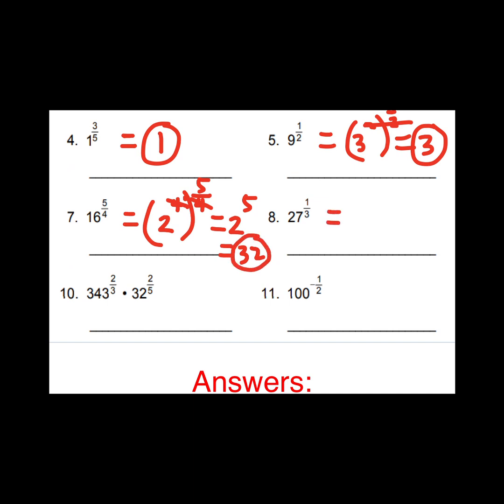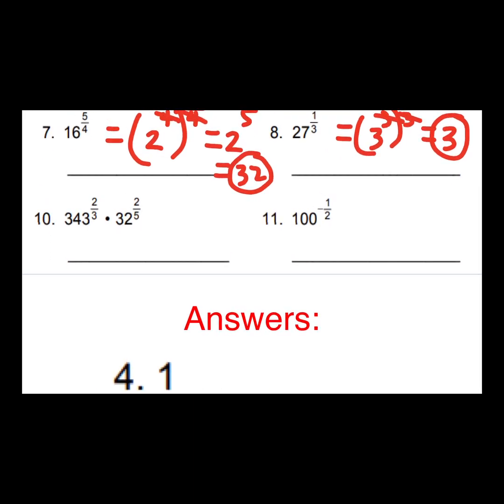Next, working with 27 to the 1/3 power, we can rewrite the 27 as 3 to the 3rd, and we still have a 1/3 power. Applying the power of a power property, we will have 1/3 of 3, which is 1, and so that will give us the plain answer of 3.